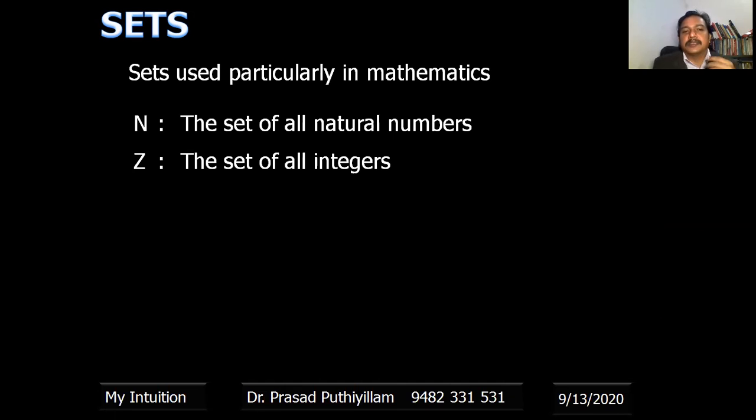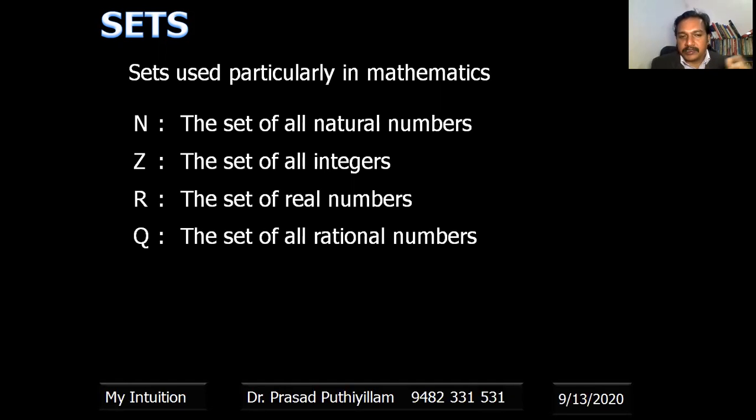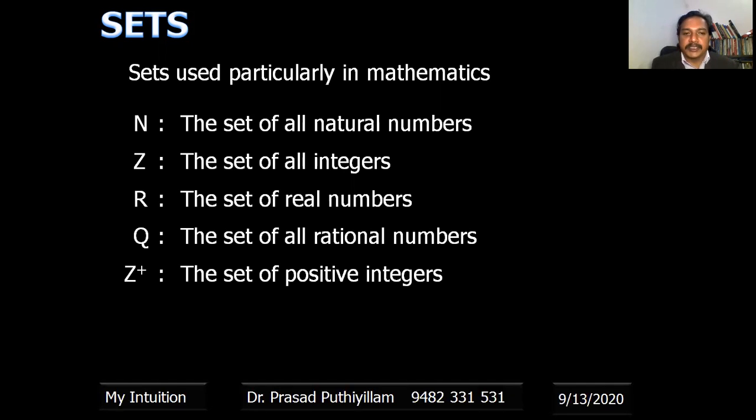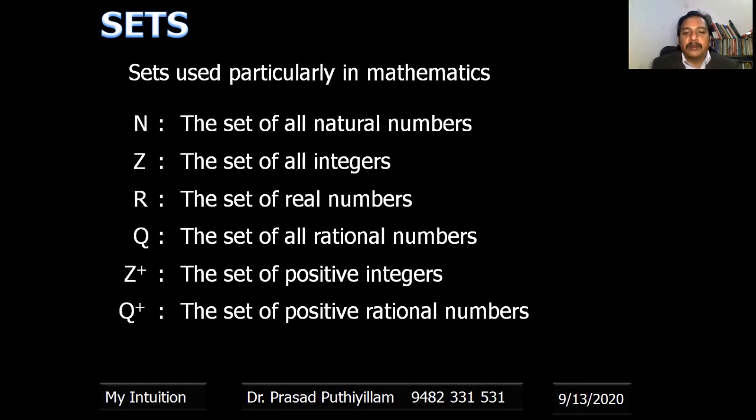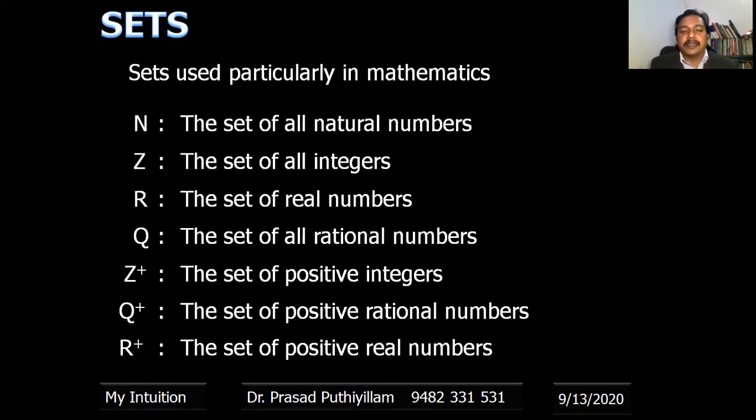Z represents the set of all integers. What integers are was also discussed in the previous class. R is the set of all real numbers. Q is the set of all rational numbers. Z plus, since Z is already there, is the set of all positive integers. Q plus is the set of positive rational numbers. Here we'll see some newly introduced terms. Now R plus is the set of all positive real numbers.